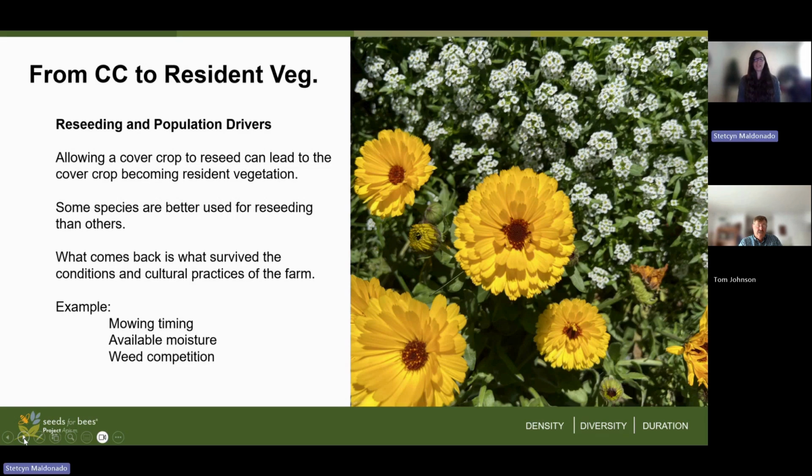Other things that will dictate this would be available moisture. So plants that survive best with the moisture that's showing up year over year will be the ones that thrive, while the ones that needed more water or potentially less water will be less likely to reseed and come back. And the final one I have listed here is weed competition. If you have weeds that outcompete the cover crop you're trying to get to reseed itself, then they aren't going to succeed. Clovers are notorious for not being able to compete very well with weeds.